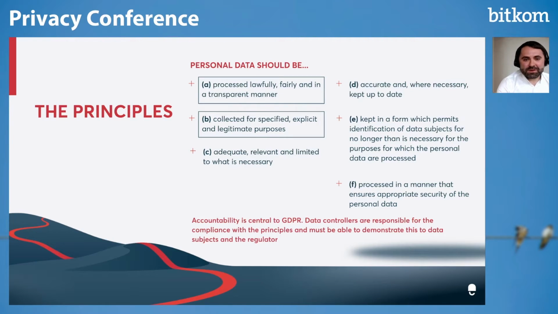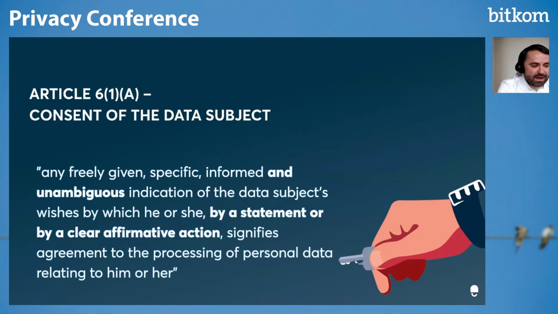When it comes to consent, the GDPR clearly outlines what consent should look like. It's any freely given, specific, informed, and unambiguous indication of the data subject's wishes, by which he or she, by a statement or by a clear affirmative action, signifies agreement to the processing of personal data relating to him or her.